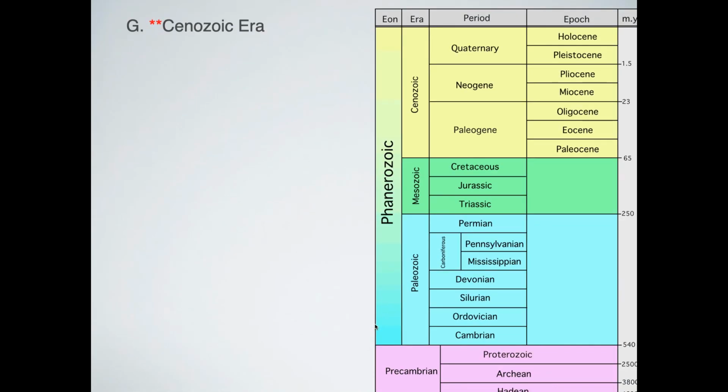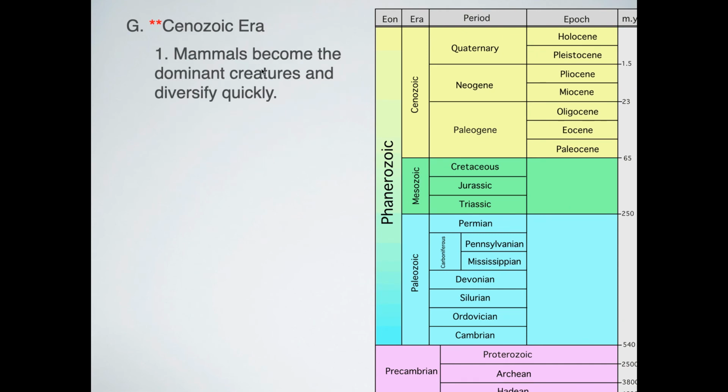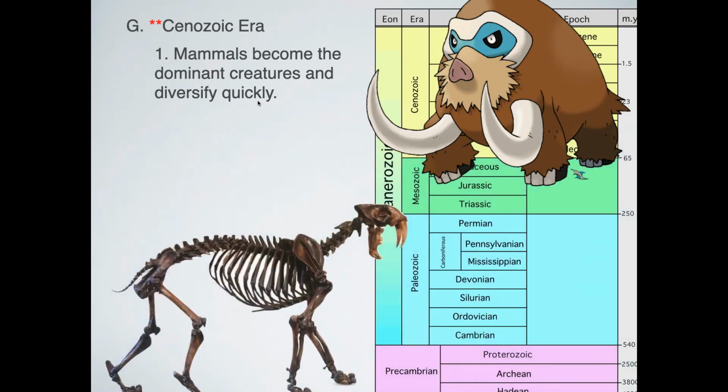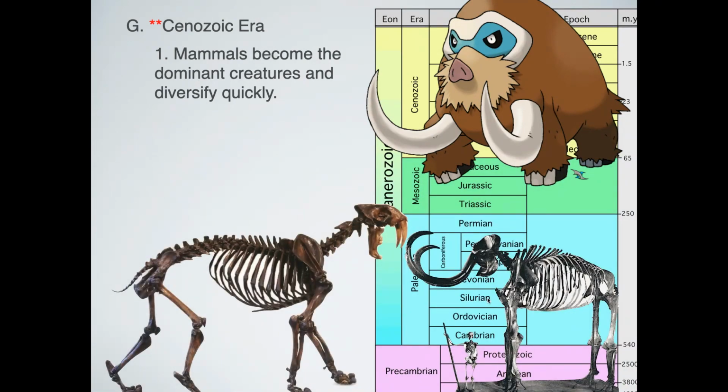So then we have the Cenozoic era, which is the era that we are currently in, and mammals become the dominant creatures fairly quickly. We get a lot of extinct organisms, though, still, right? We have our mammoths, or mammoth swine. We have our saber-toothed tigers, which they don't like to call them that anymore. I don't remember what they call them, though. That's sad. But saber-toothed tigers, because I'm going to forget what they're called.